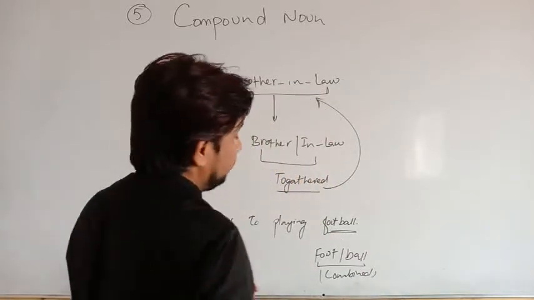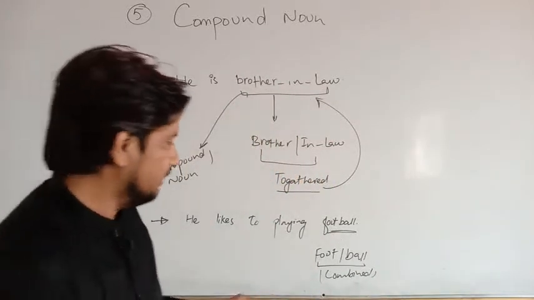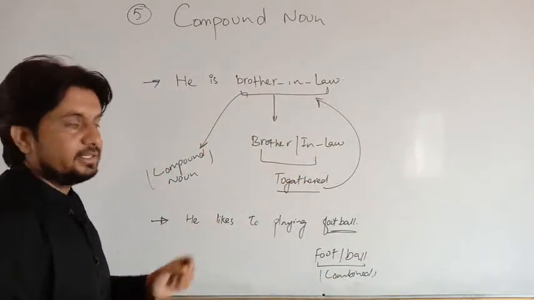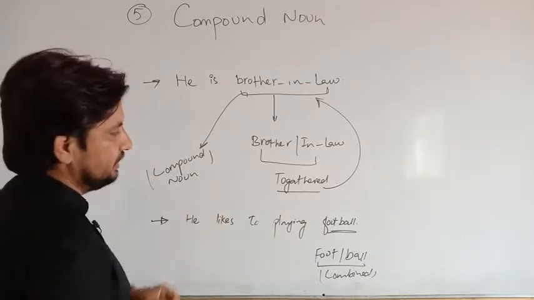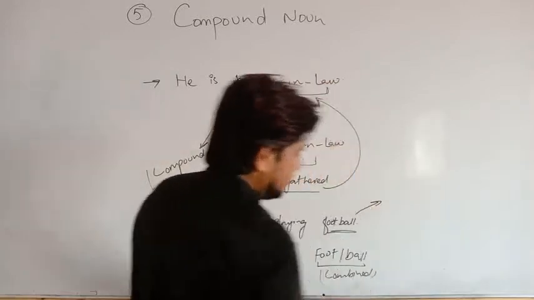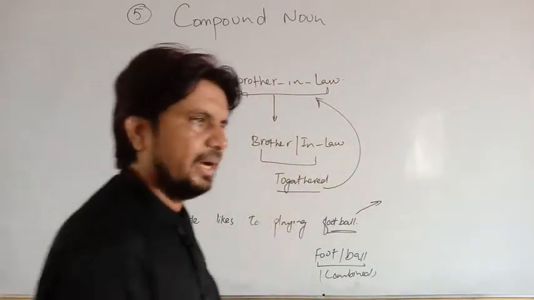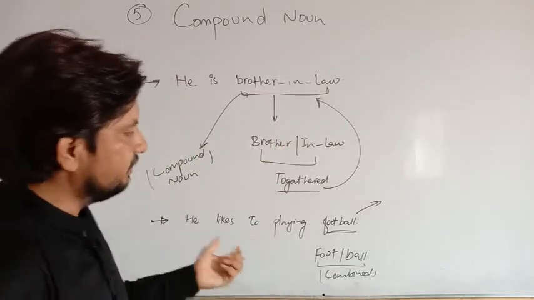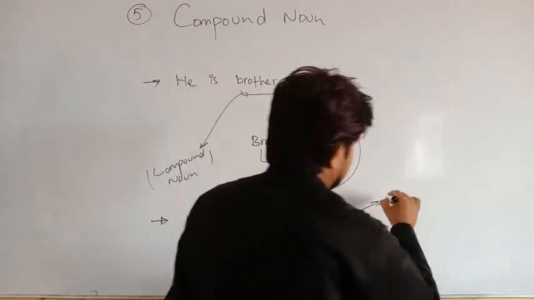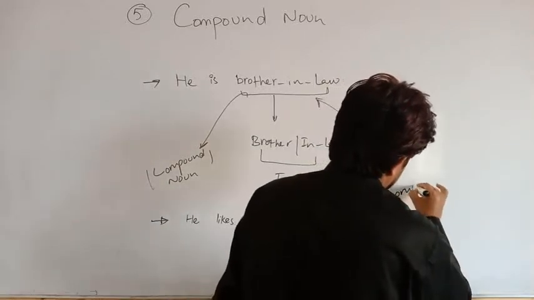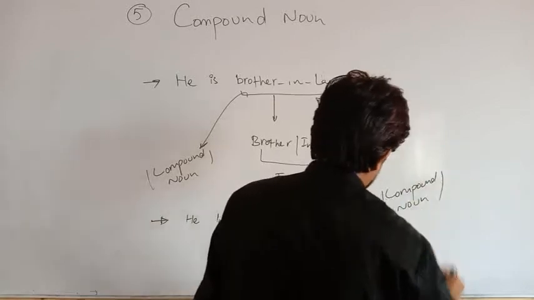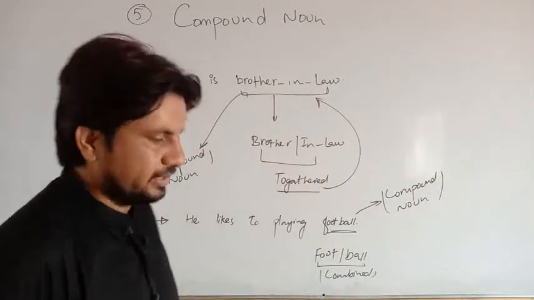There are two names, foot and ball. Foot and ball are together, and here one word is made, which is called football. So two names are merged together, two names are combined together, and we have gotten a name, football. So football is taken in this sentence as, dear student, a compound noun. So take a screenshot.